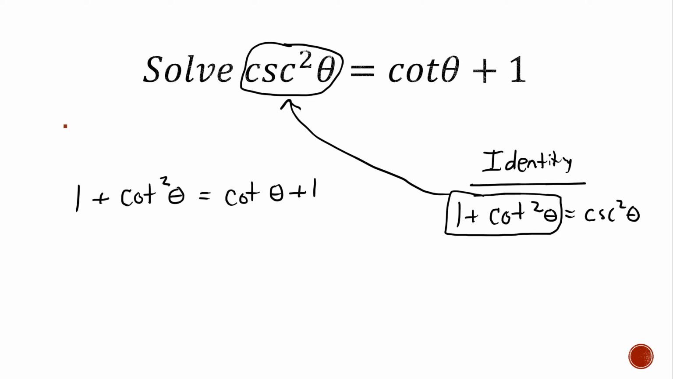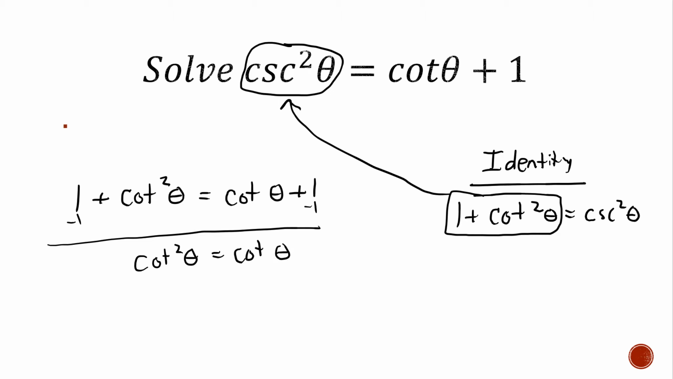So the first thing I'm going to do is subtract 1 from both sides of this expression. And when I do that, it just kind of goes away. And so it's going to leave me cotangent squared is equal to cotangent.